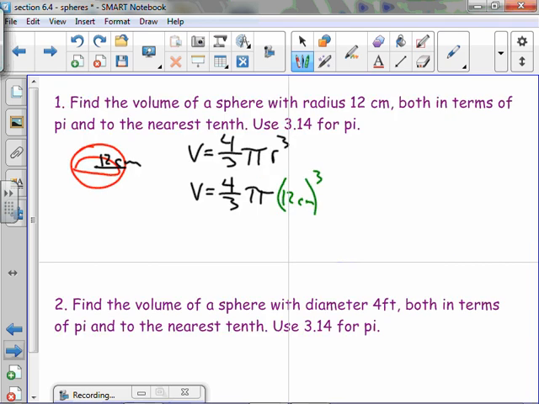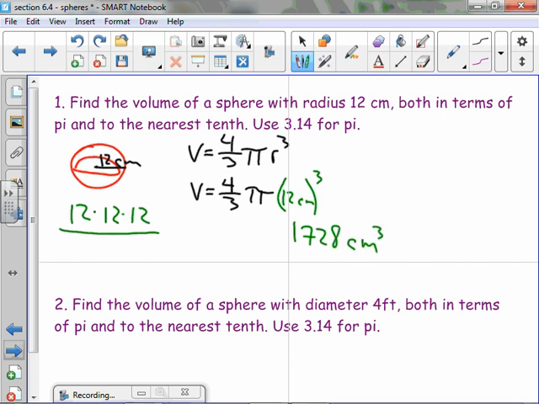So the first thing I'm going to do over here, going back to this problem we just left, is I am going to find what 12 to the third power is, which is 12 times 12 times 12, and I'm going to use a calculator to do this. And I get that this is 1,728 centimeters cubed. Okay? And then I'm just going to bring down the 4/3 pi. All right? Volume equals 4/3 pi times 1728.